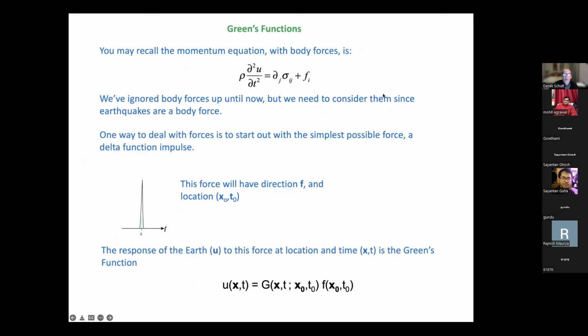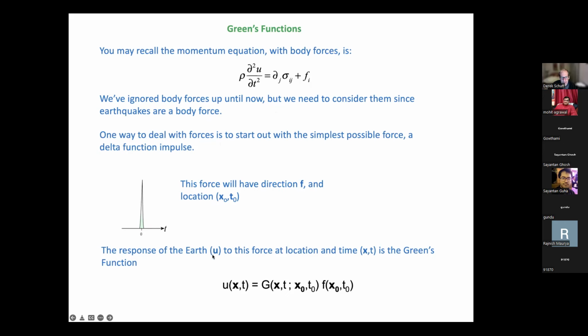So we are going to start talking about Green's functions, and you may recall the momentum equation. This time I'm going to add body forces, F of i. And we've ignored them up until now, but we need to consider them since earthquakes are a body force. So one way to deal with forces is to start out with the simplest possible force, which is a delta function impulse. So this force will have a direction and a location.